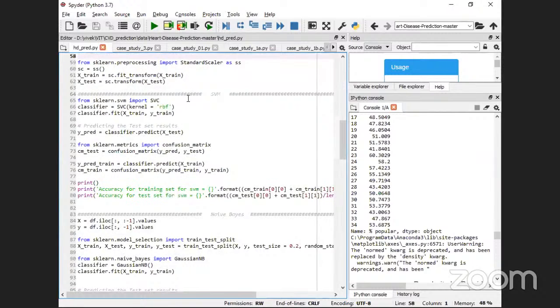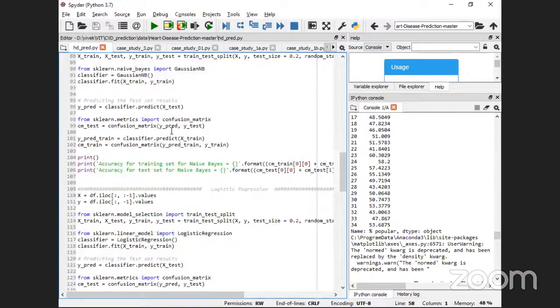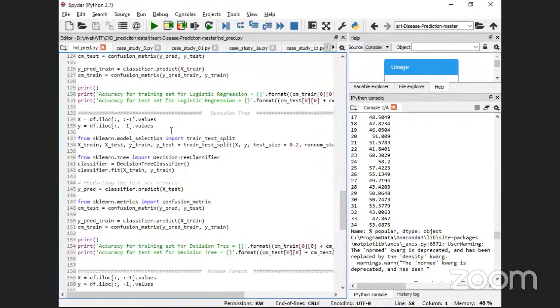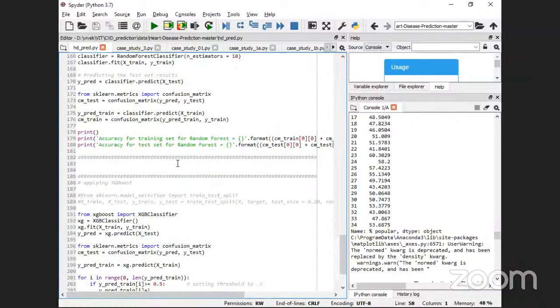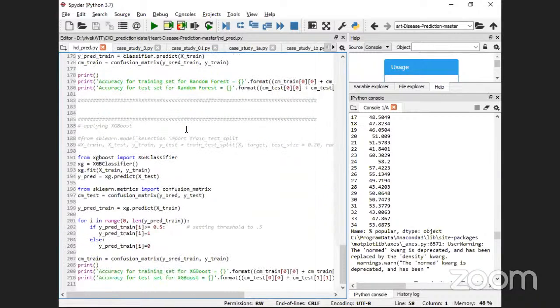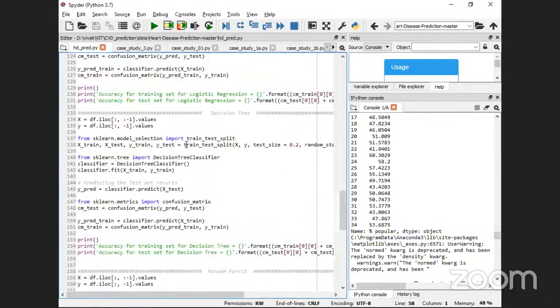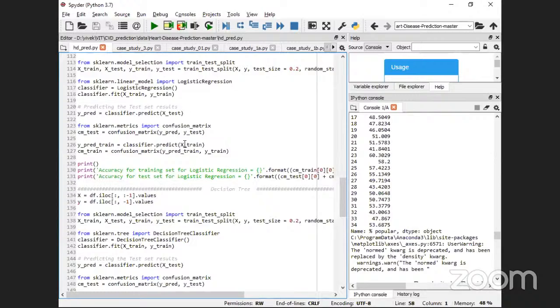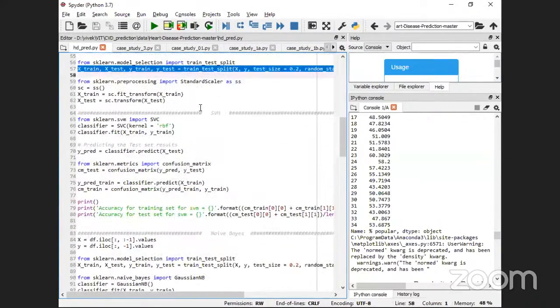Now, the first one is SVM classification. The different algorithms that I have used for this problem are SVM, Naive Bayes, logistic regression, decision tree, random forest, extreme boost, and gradient boost. These machine learning algorithms have been used on this data set for prediction. So the first one is SVM.